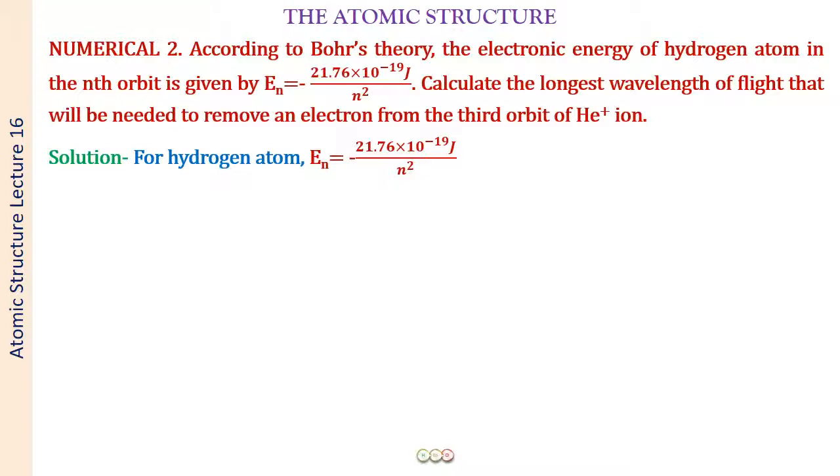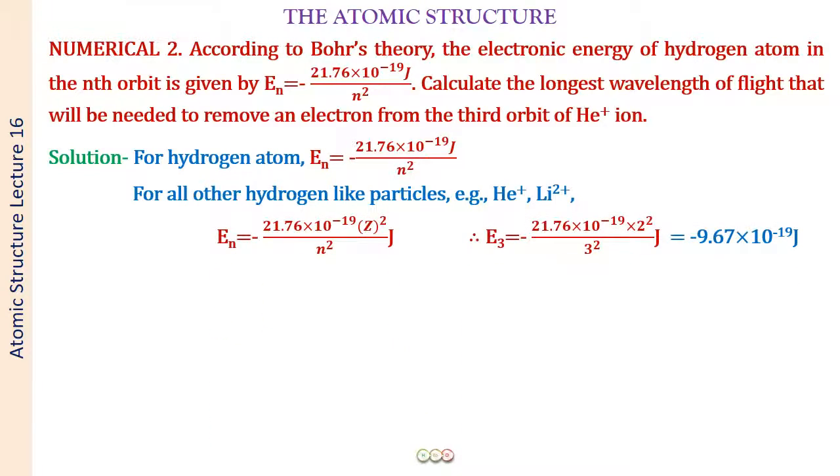So for the hydrogen atom, the energy is already given to you. That is minus 21.76 into 10 power minus 19 joule by n square. For all other hydrogen-like species like helium plus, lithium plus 2, what is the relation? We have the energy and you have to just multiply that by Z square. Fine. The rest of the thing is same as for hydrogen, but only you have to multiply by Z square, and I hope you remember this.